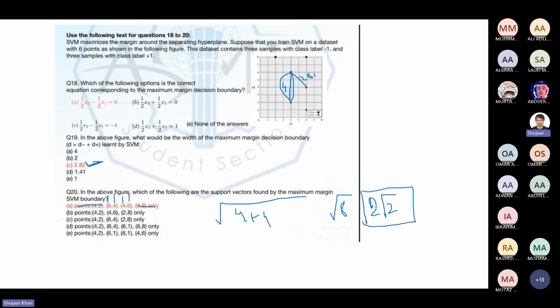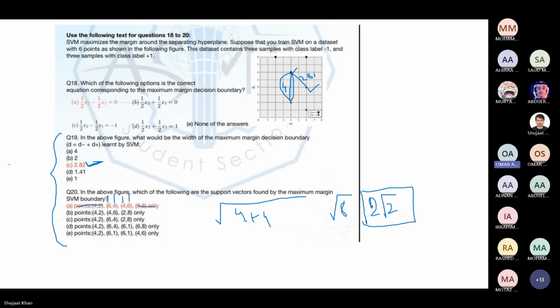I hope you understand the concept of margin. Margin is defined by the minimum distance between 2 points, and those 2 points define the support vectors. So these 2 points have the minimum distance. This is why these are our support vectors, and the margin is 2.82. I hope these 2 questions are clear to everyone.